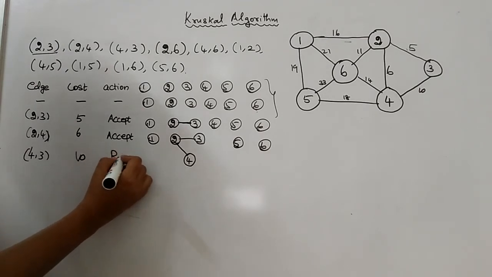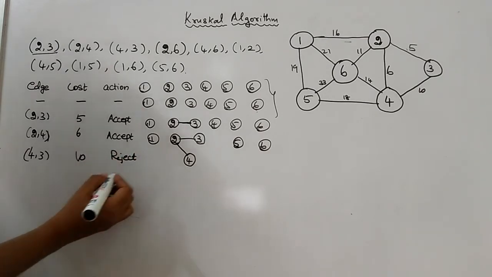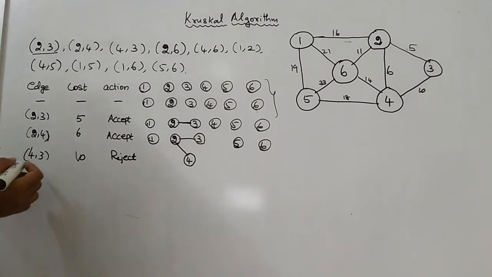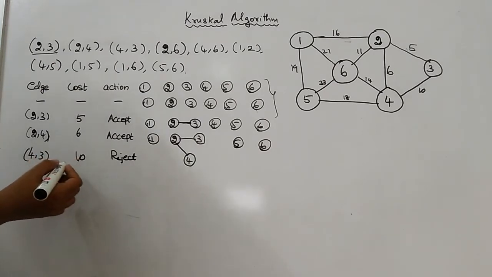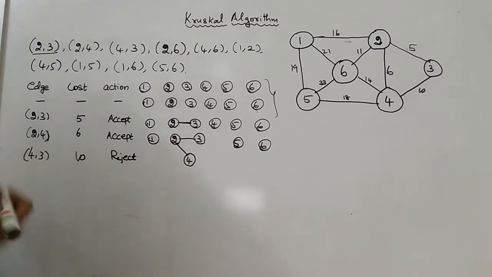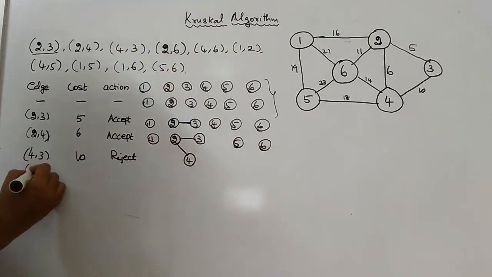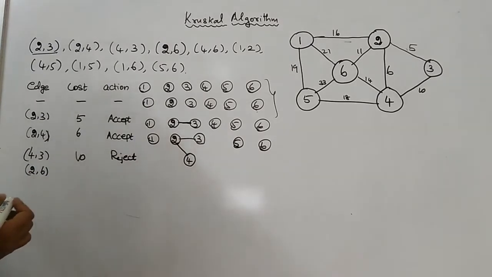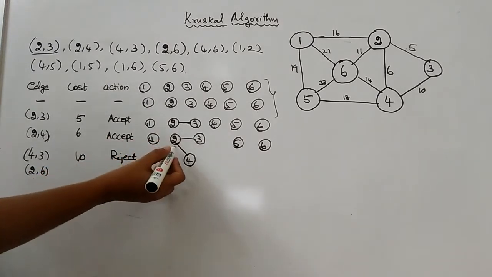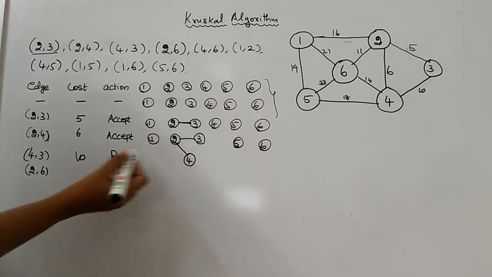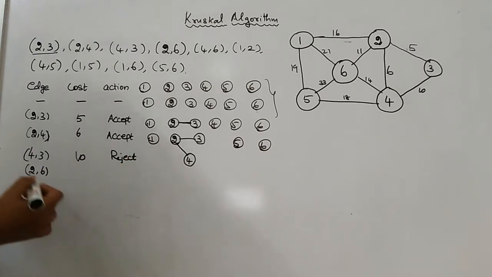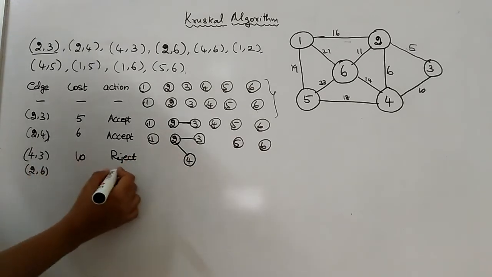So it's not necessary to accept this one. We can reject it, because the 4 and 3 vertices have been covered already. So the next one is 2 comma 6. While checking these things, 2 is covered already, but 6 is not covered at all. So we can accept this one.